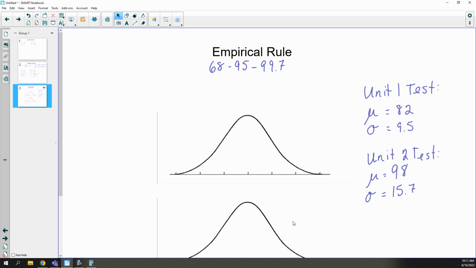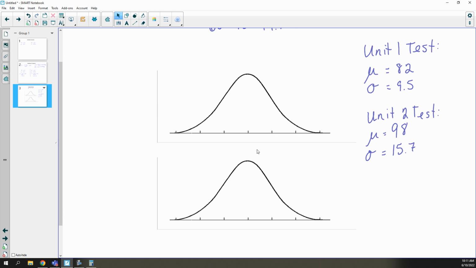In this case, I'm going to go ahead and pull up these two blank normal bell curves. Anytime you're dealing with the empirical rule, you're always going to start by placing your mean in the center. I'm going to color coordinate these, so I'll use blue for the first unit and green for the second unit. The one on top will be the unit 1 test. So I have a mean here of 82, and I'm putting that dead center here.